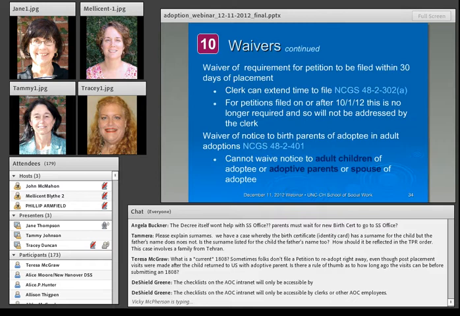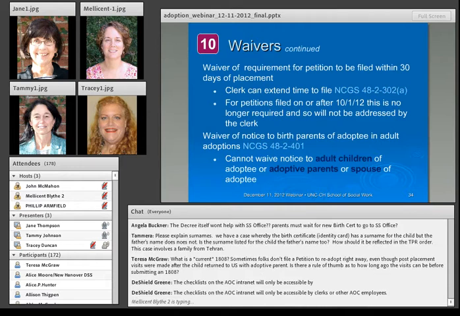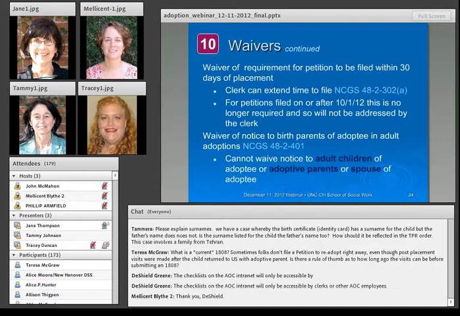And the one thing that's recently changed is the 30-day waiver from placement. Clerk can extend time to file 48.23(2)(a), but that's for petitions filed on or after October 1st. This is no longer required and no longer will be addressed by the clerk. But for all those petitions that were filed before October 1st, if they did not file it within the 30 days of placement, you need a waiver of waiving that right.